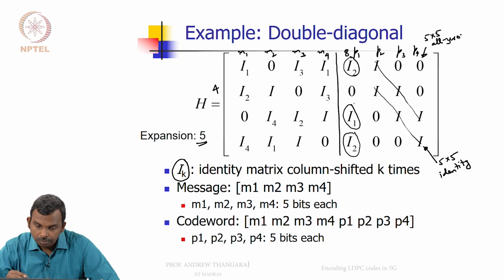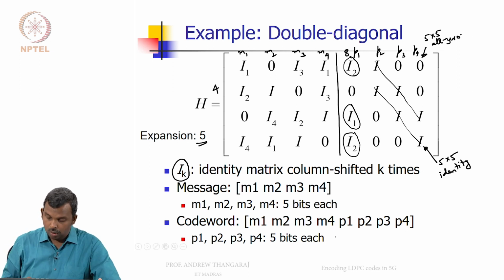Like I said, the message is M1, M2, M3, M4. I'm not using subscripts in the notation here, it's just for easy typing. Hopefully there's no confusion. So M1 is the same as M subscript 1. M1, M2, M3, M4 are 5 bits each. The code word is M1, M2, M3, M4, P1, P2, P3, P4. These are also 5 bits each.